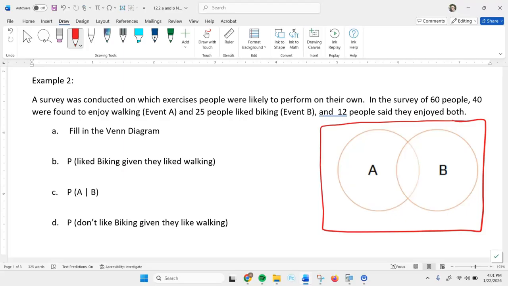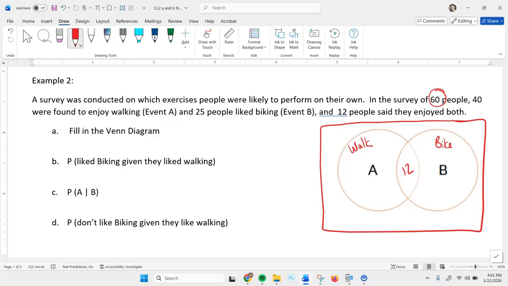A survey was conducted in which exercises people were likely to perform on their own. In the survey of 60 people, so there's 60 people total, that's important. 40 were found to enjoy walking, so I'm just going to call this walking. And 25 people like biking, so we'll call this biking, event B. And 12 people said they enjoy both. That both is very important, so we know that the intersection where they both like to walk and bike would be 12 people.